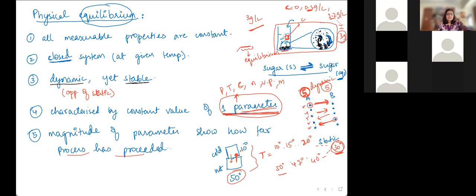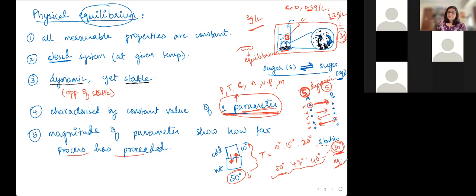Dynamic yet stable. In this situation, heat is exchanged, but during all these times, 50 degrees was pushing more heat, 10 degrees was pushing less heat. इसलिए इसका temperature increase हो रहा था, इसका temperature decrease हो रहा था. But there came a point where the heat given out by this is equal to the heat taken in by this. And because there was equal heat exchange, they got stuck at 30 degrees. So यहाँ पे equilibrium established हो गया.